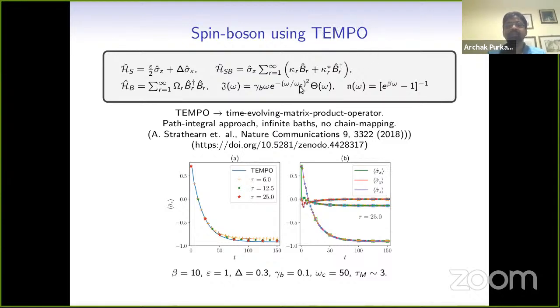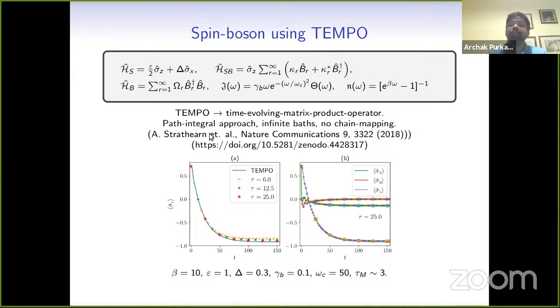another technique called TEMPO, which is called time evolving matrix product operators. So this is also a tensor network based technique, but this is a very different one. This is a path integral approach. This is based on Feynman-Vernon path integrals, and this actually considers infinite paths. So what it does is it stores the influence functional as a tensor network. And there is no chain mapping.